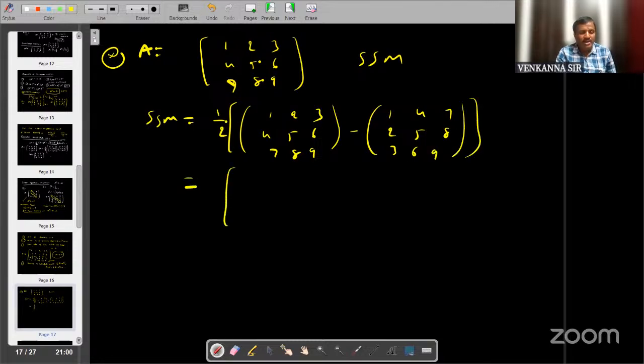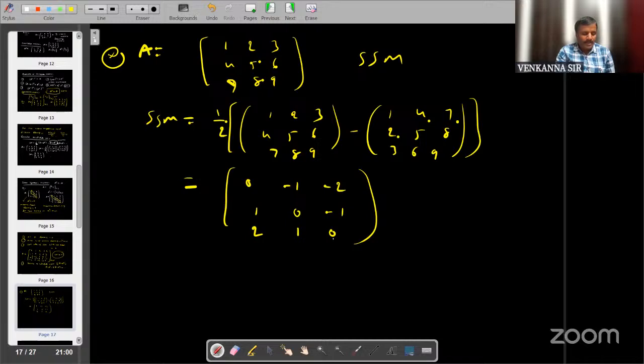Skew symmetric matrix: 1 minus 1, 0 by 2, it's a 0. 2 minus 4, minus 2 by 2, minus 1. 3 minus 7, minus 4 by 2, it's a minus 2. 4 minus 2, 2 by 2 is a 1. 5 minus 5, 0 by 2 is a 0. 6 minus 8 by 2, it's a minus 1. This is 2, 1, 0. So that is the skew symmetric matrix for the given matrix A. This is how to calculate the skew symmetric matrix for a given matrix A.